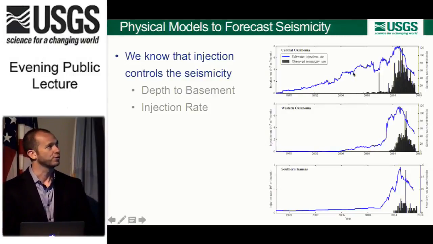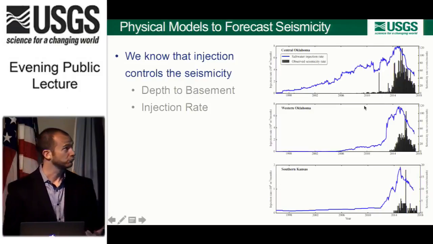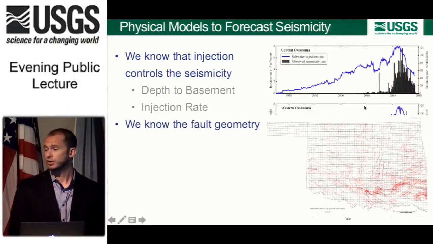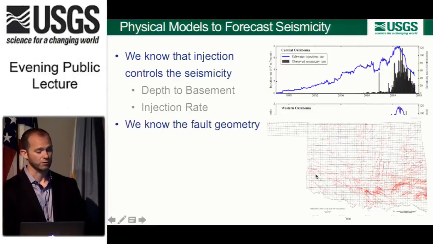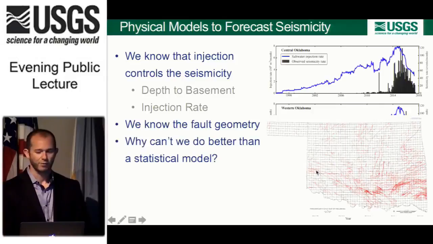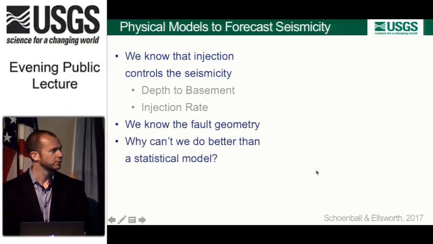Shown in blue is the fluid injection rate. Shown in black is the seismicity. And you can see that there's a pretty reasonable correlation between the two. We also know the fault geometry. We've got this beautiful fault map of Oklahoma. So why can't we do better than a statistical model?